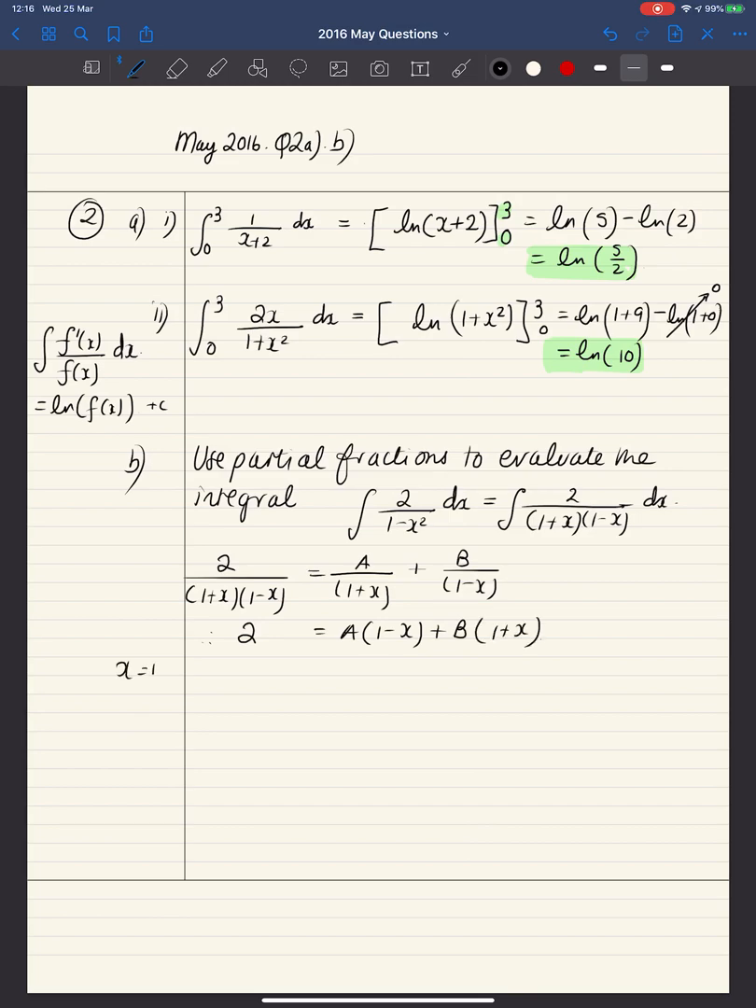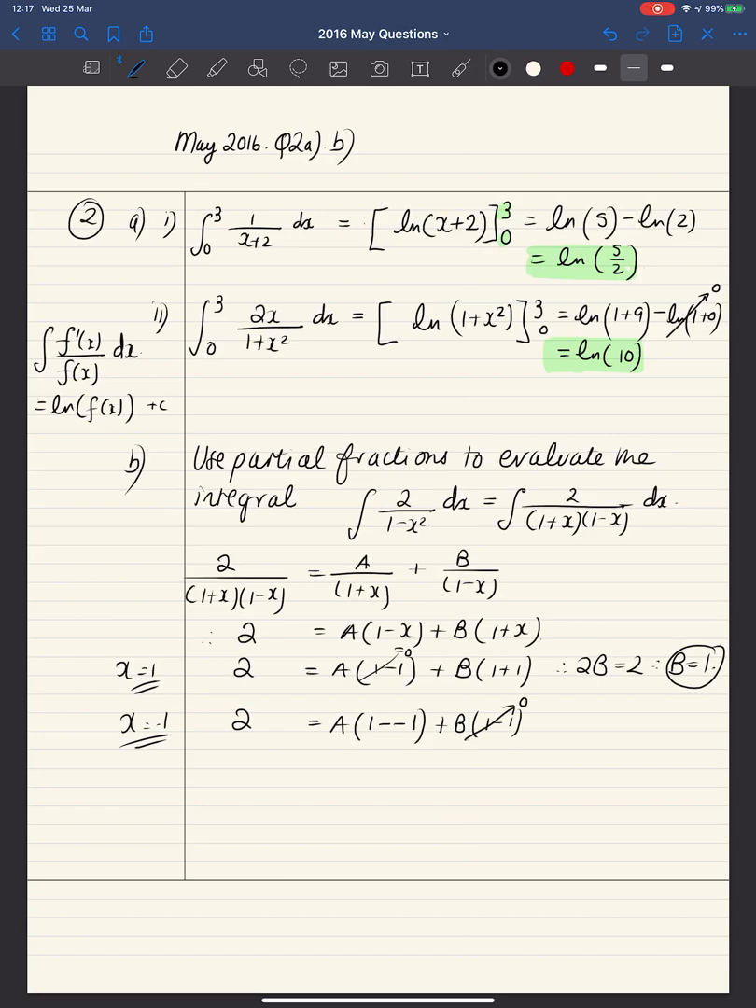If we let x equal 1, we'll find 2 is 2b. The reason we picked x equals 1 is because it makes the first bracket 0, and the b term is 1 plus 1. So therefore 2b is 2, so therefore b is 1. Then if we let x equal minus 1, we get a times 1 minus minus 1, plus b times 1 minus 1. This time that bit's 0, so we get 2a equals 2. So therefore a is also equal to 1.